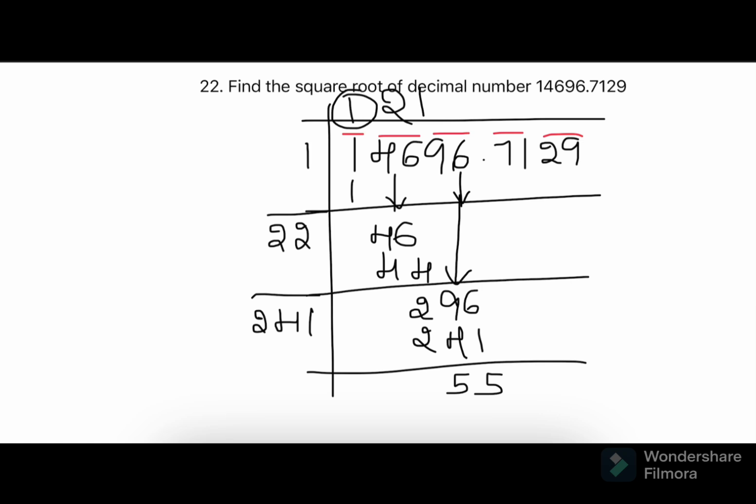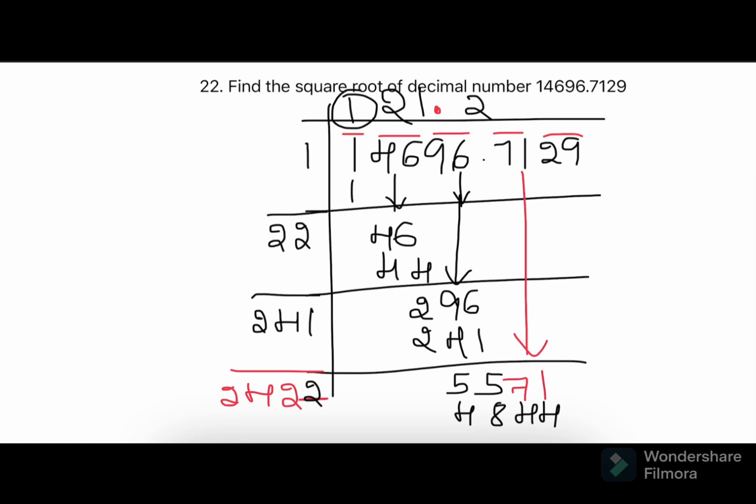Bring down the next group. Since a decimal point is present over here, I should again write a decimal point in the quotient. And then we can bring down 71 over here. So 121 is present here. Twice of that is 242. So we should consider the 2400s table here. 2421 times 1 is 2421, but we need something closer to 5000. So we'll try 2422 times 2. That becomes equal to 4844.